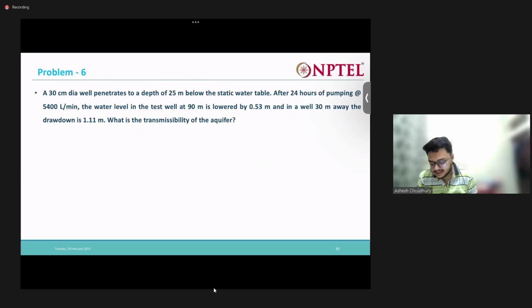Yeah, now let us see the next problem. The next problem here says that a 30 centimeter dia well penetrates to a depth of 25 meter below the static water table. So this is the well, this is my water table. So this is 25 meters.